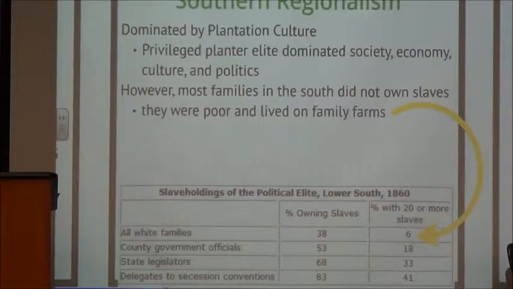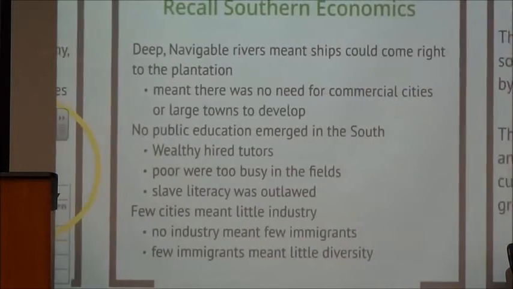What you will notice is that the higher level officials that we get, the more tied into the slave system they are. County government officials, about 18% are going to have 20 or more slaves. State legislatures, 33%. The delegates that finally go to decide whether or not to secede from the Union in 1860, 83% owned at least one slave. 41% were those large plantation owners. So we'll talk about that more later.